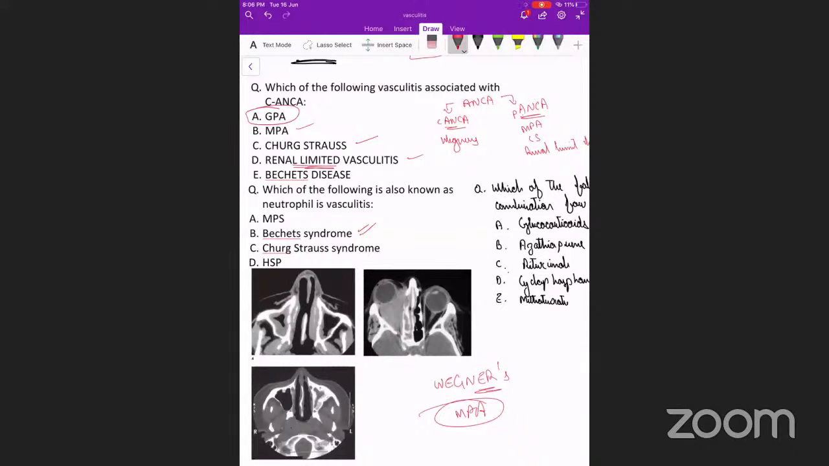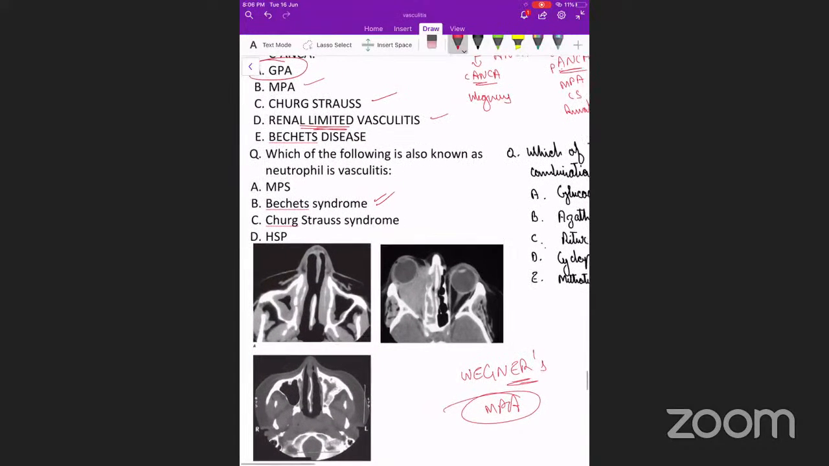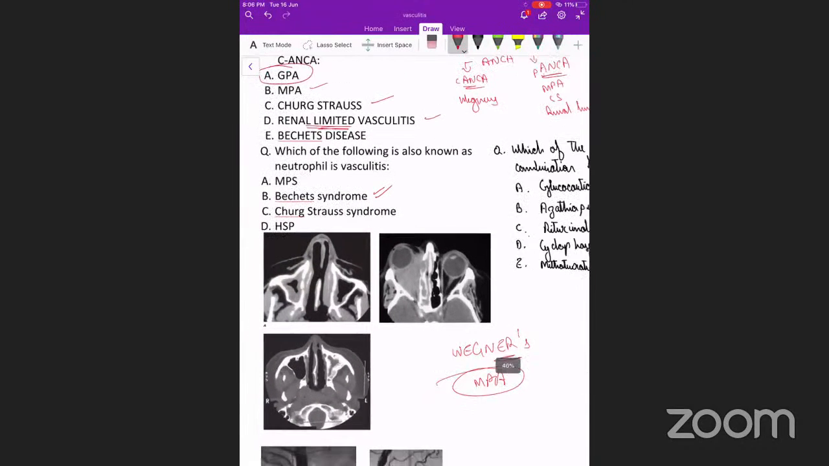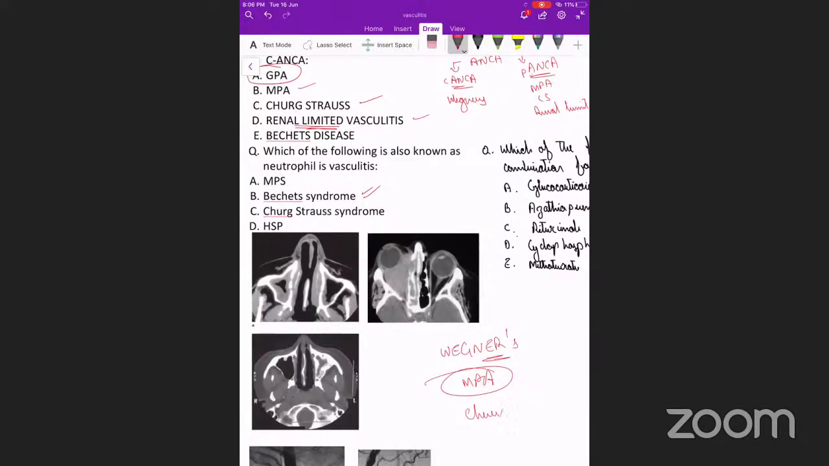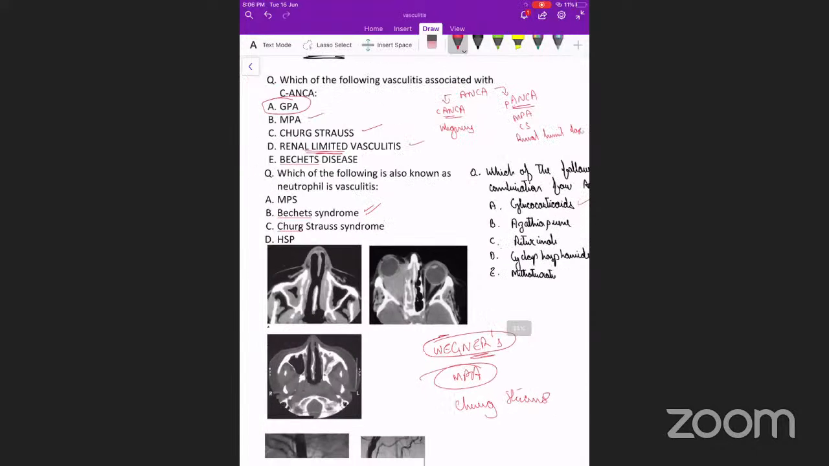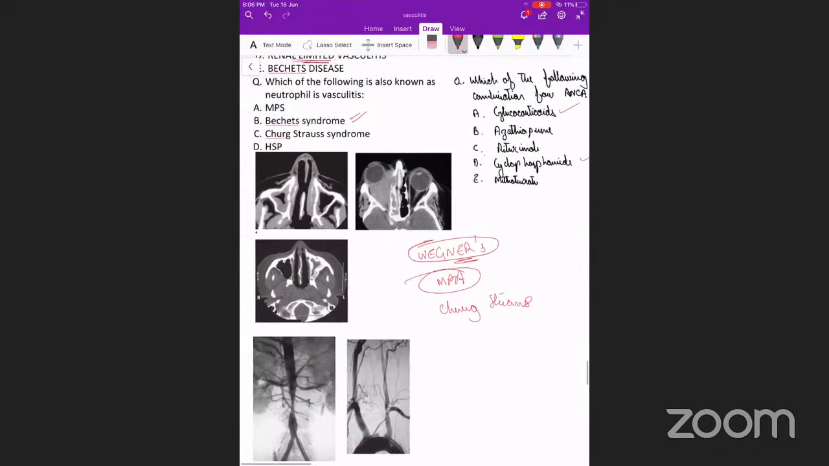Microscopic polyangiitis as well can present with the same thing. Correct, no? Yeah, Churg-Strauss also can present like this. Yes. But mainly we'll think of Wegener's. First we'll think of Wegener's. Next.